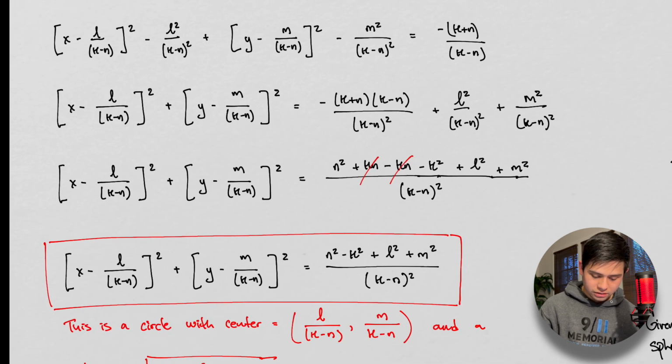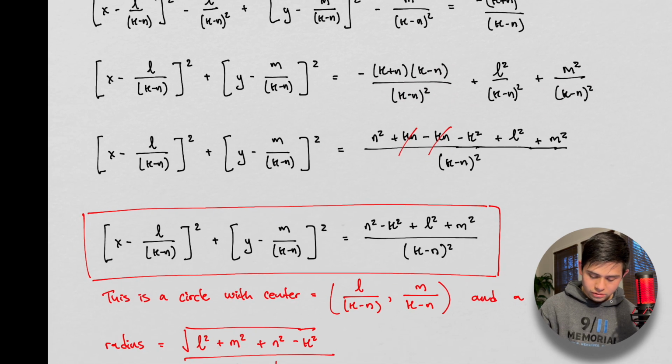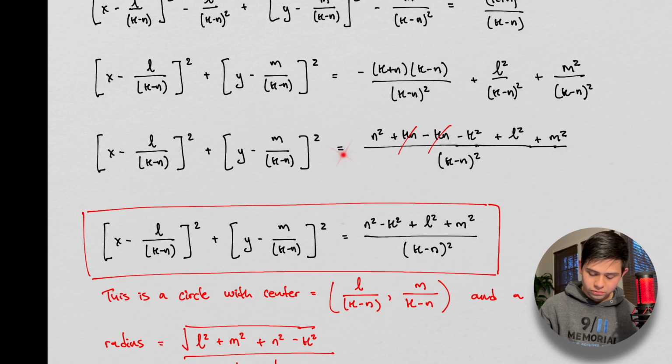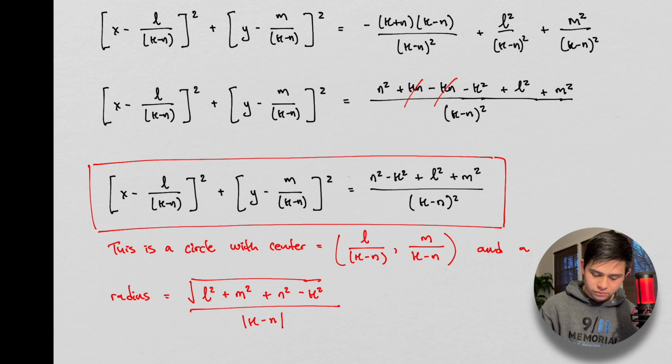We subtract both from this side of the equation to get this, and we multiply this by k minus n over k minus n, so we get similar denominators across the board. So we can combine them all in one go, like this. And then we can cancel these two out when we multiply this out, and we end up with the circle.